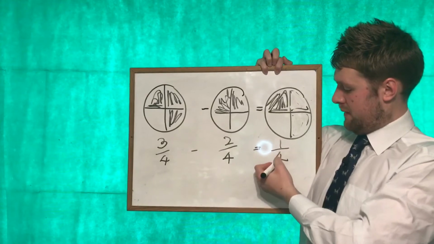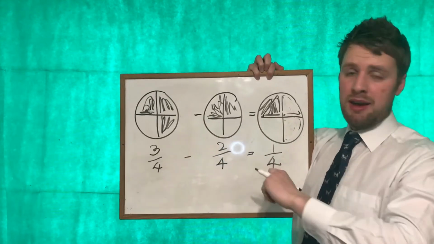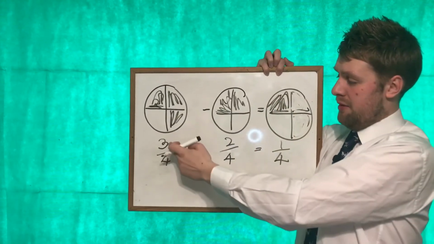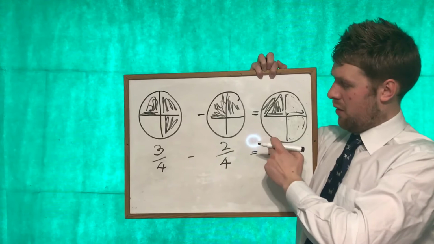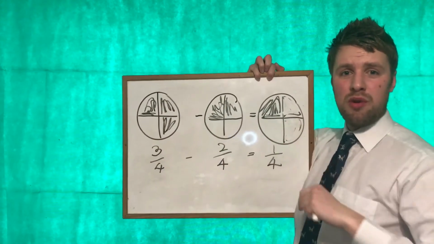1/4. And remember, just like yesterday, the denominator stays the same, because it's still 4/4 that would make up the whole. But 3 take away 2 is 1. 3/4 take away 2/4 is 1/4.